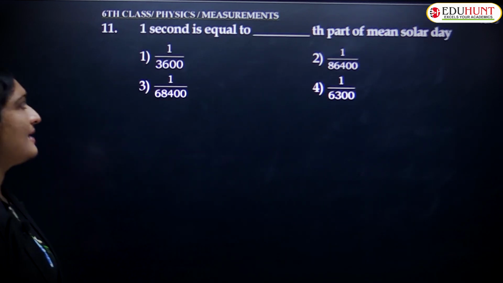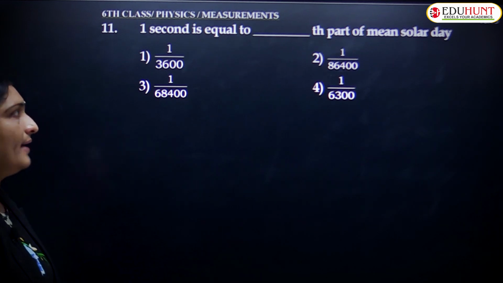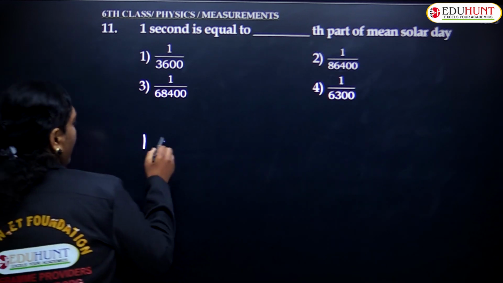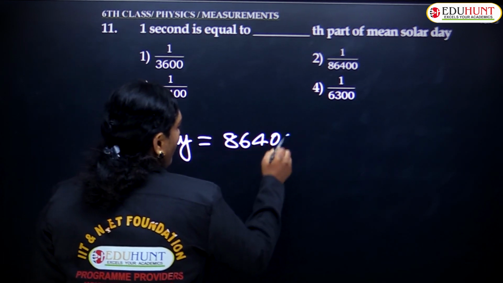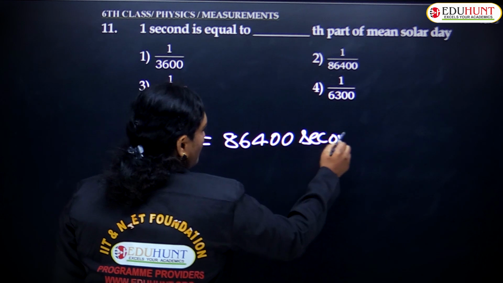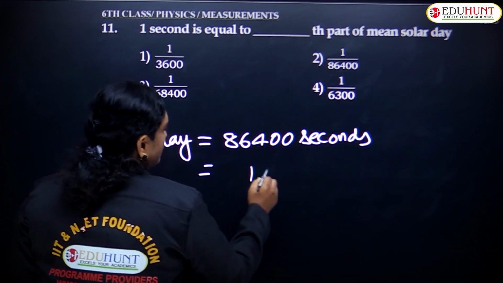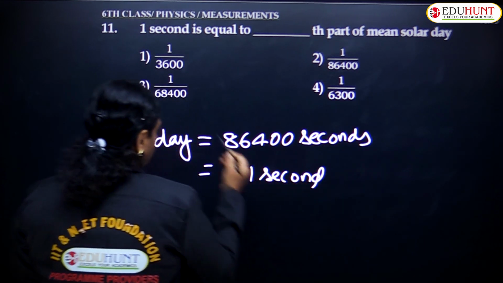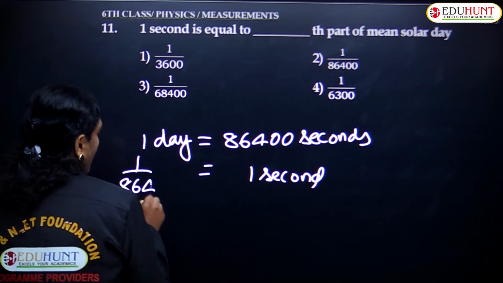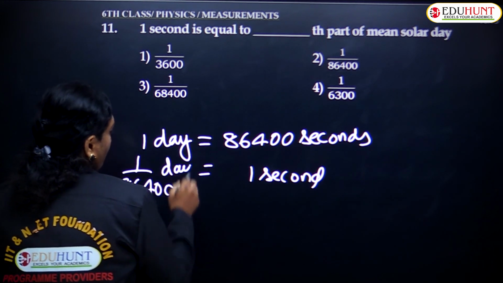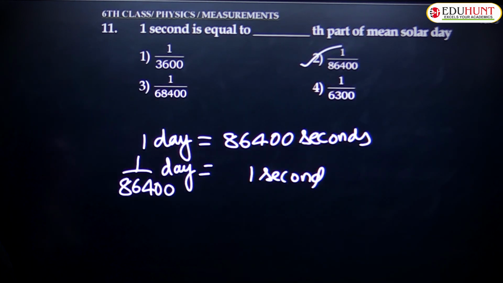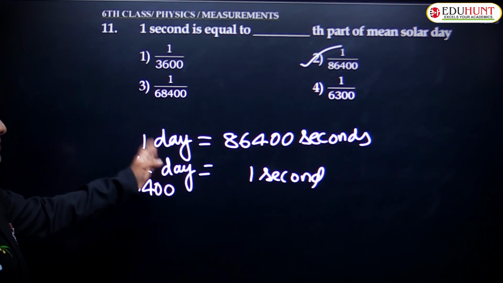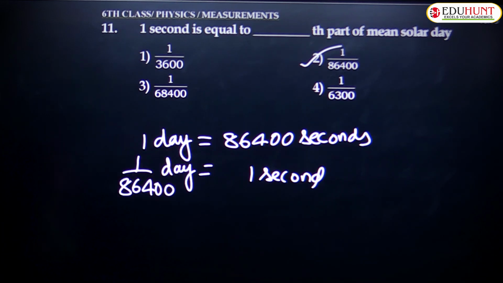1 second is equal to dash part of the mean solar day. I told you 1 day has how many seconds? 86,400 seconds. Isn't it, children? So 1 second is equal to 1/86,400th part of a day. Where is the answer? Here it is. 1 second is equal to 1/86,400 part of the mean solar day. You can write it in the complete way.